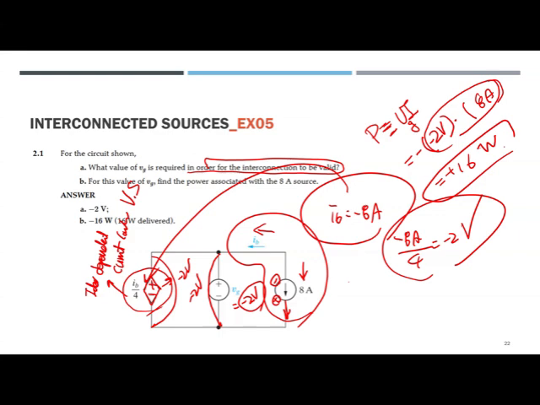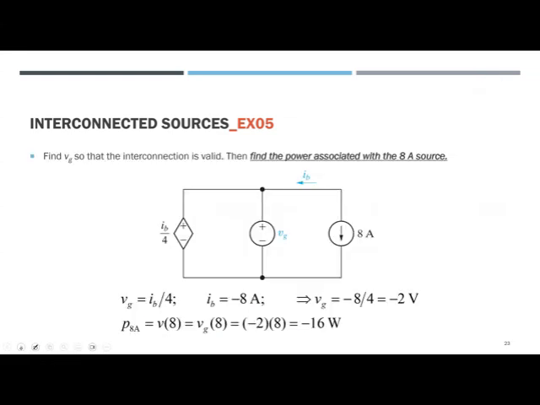I sub B right there is the current, and V sub G minus 2 volts. Yes. So that was minus 2 times 8. It was minus 16 watts. Yes, minus 16 watts. I was being confused.